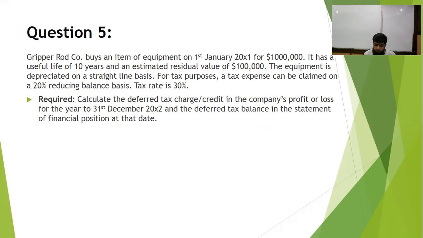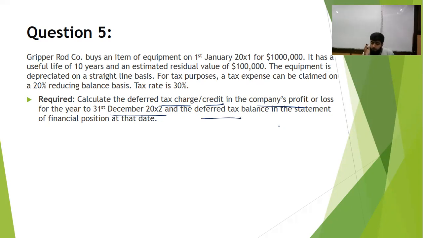Okay, now moving on to question number 5. Gripper Rod Company buys an item of equipment on 1st January 20x1 for $1 million. It has a useful life of 10 years and an estimated residual value of $100,000. The equipment is depreciated on a straight line basis, but for tax purposes, a tax expense can be claimed at a 20% reducing balance method. The tax rate is 30%. Calculate the deferred tax charge or credit in the company's statement of profit or loss for the year ended 31st December 2002 and the deferred tax balance in the statement of financial position at that date.